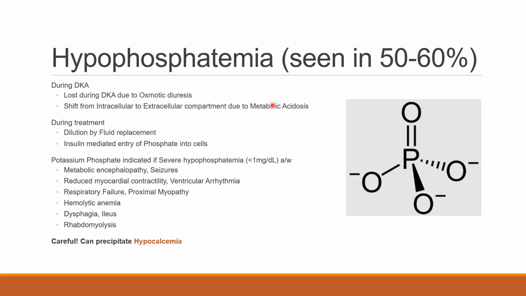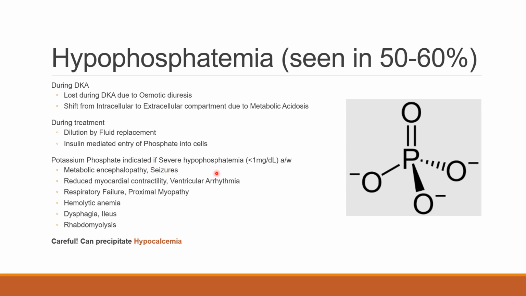Hypophosphatemia is seen in 50 to 60% of cases. Why does the hypophosphatemia occur? During diabetic ketoacidosis, phosphate is lost in the urine due to osmotic diuresis, and there is also shift of phosphate from intracellular to extracellular compartment due to metabolic acidosis. So that will lead to hypophosphatemia. And during treatment also, when we are administering a lot of fluid that does not have any phosphate, the phosphate in the body that is already there gets diluted, and hypophosphatemia can happen. Insulin mediated entry of phosphate into the cells, just like potassium, can also lead to hypophosphatemia.